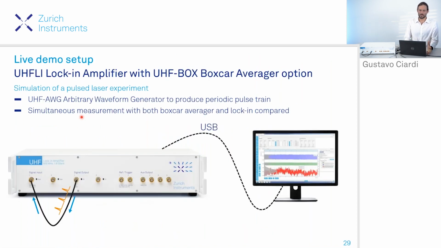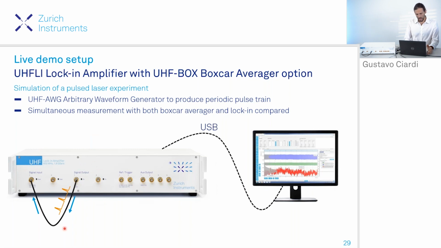Then you might ask yourself, okay, but do I need to have two instruments to then decide which one to use? Well, it turns out that with our lock-in amplifiers, you can have both instruments in the same device, so you don't need to choose. You can compare the signal-to-noise of your signal, and then decide which is the best measurement approach for your experiment. That is why now I'm going to show you a demo with one of our instruments, the UHFLI lock-in amplifier, and measure a signal that I actually produce with this very same instrument.